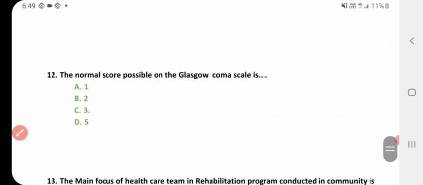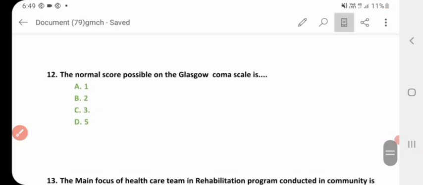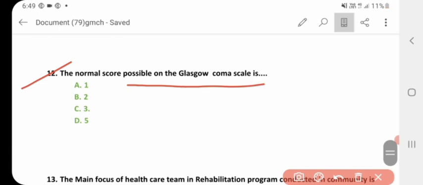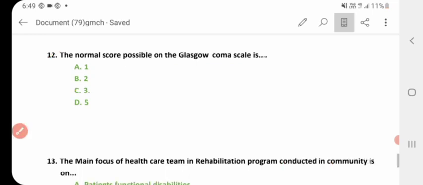12th: the normal score possible in Glasgow Coma Scale is 1, 2, 3, 5. So the lowest score possible on the Glasgow Coma Scale is 3. Option C is the right answer.